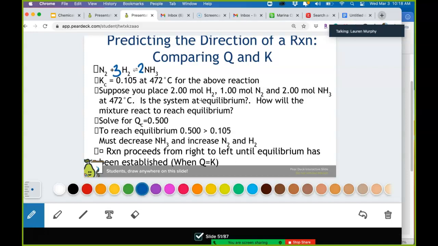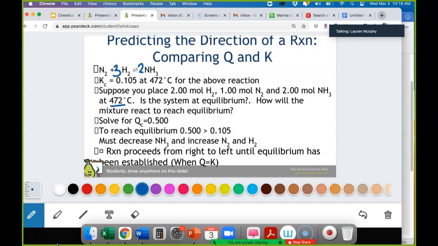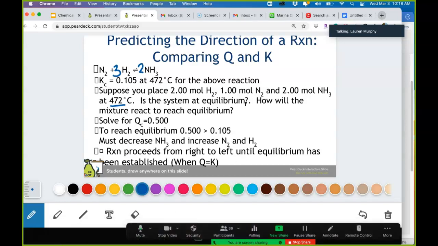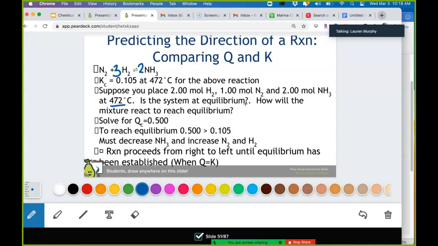Suppose you have this much hydrogen, this much nitrogen, and this much ammonia at that same temperature. The reason they have to be the same temperature is because if the reactions aren't at the same temperature, you're comparing apples to oranges. You can't compare them. Okay? That's why they gave you the same temperature for both examples. I do notice that I did not give you molarity, but if you have all of the moles and they're all in the same container, it's assumed that the volume is the same for all of them, so moles is okay to use in your equilibrium expression.